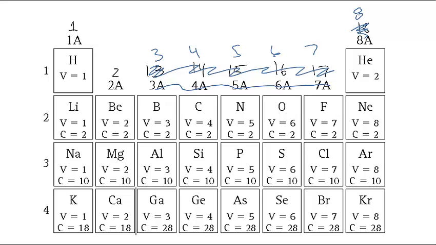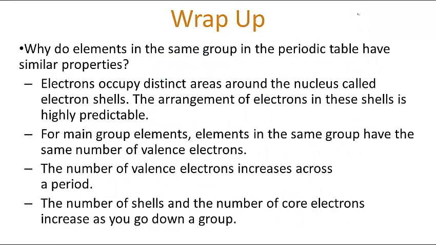Okay, this was a very important lesson because it taught you a lot about atomic structure, specifically in terms of electrons. And the question is, why do elements in the same group in the periodic table have similar properties? Essentially, because they have the same number of valence electrons. That's the answer. But to summarize other things, electrons occupy distinct areas around the nucleus called electron shells or energy levels, and that arrangement is very predictable.